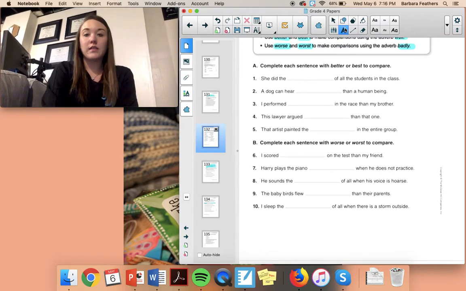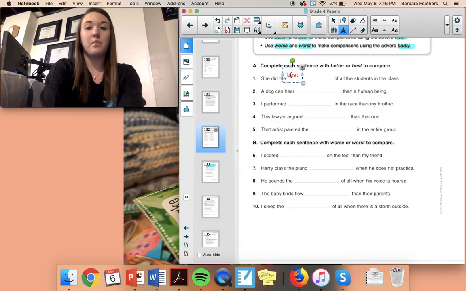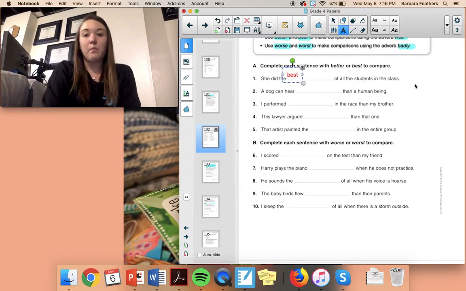Part A says to complete each sentence with better or best to compare. And number 1 says, she did the blank of all the students in the class. A class is a lot of people, so I want to use the superlative form of well, which is best. She did the best of all the students in the class.